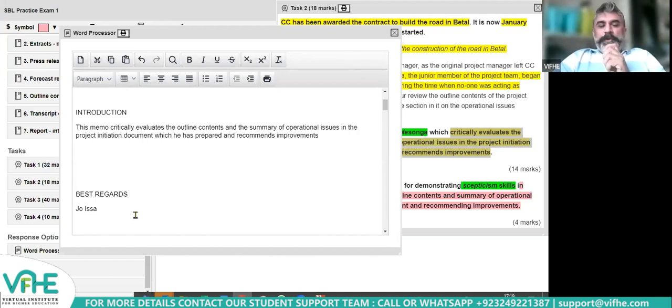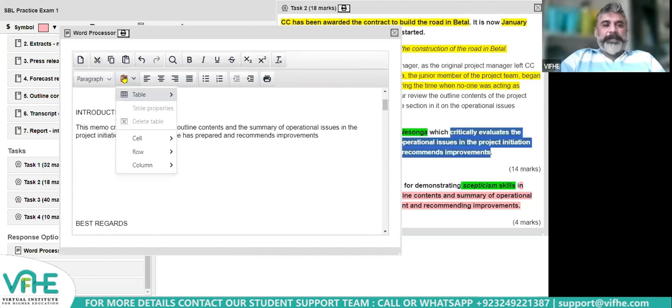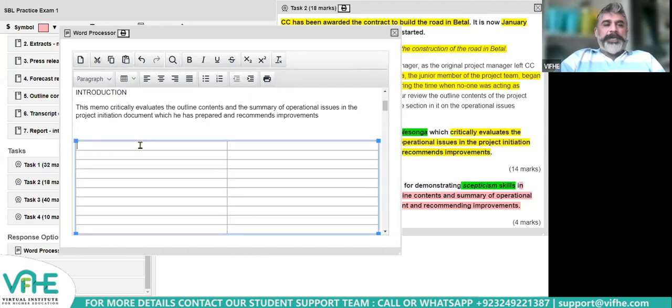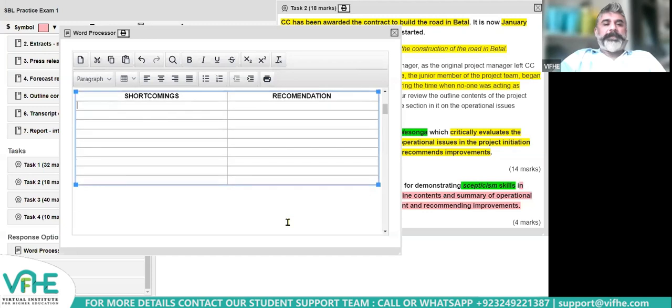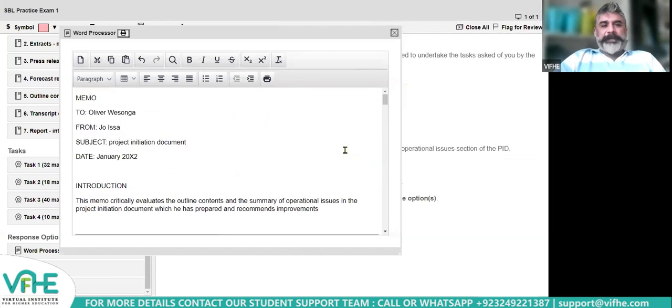Because right now we are not doing that, I will make a table as well. Two columns and several rows. I will write here. I will select bold and center. So now it looks professional. So this is my format. My skeleton is ready.